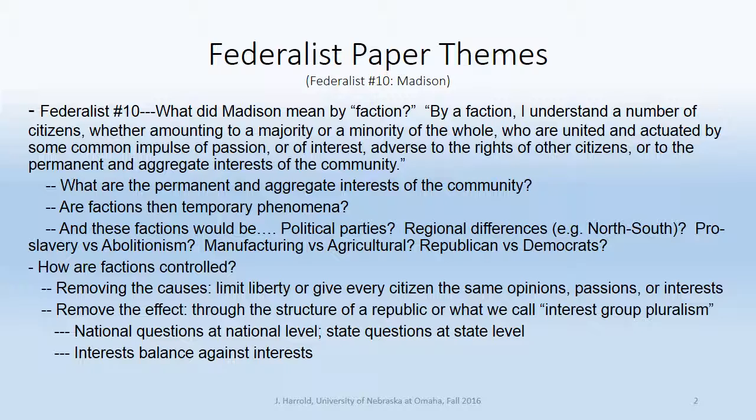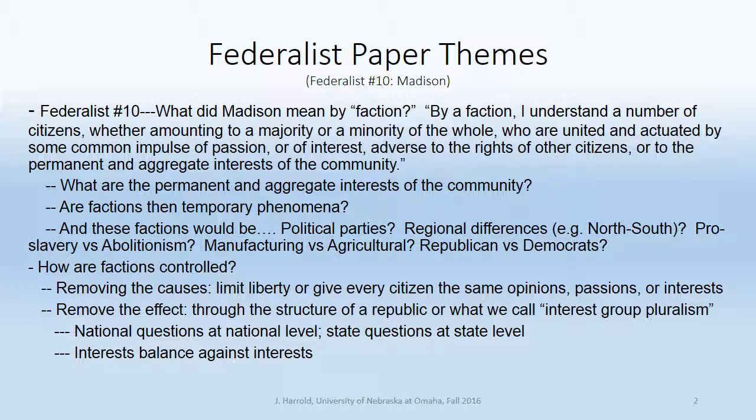The other way is to remove the effect. And what he means by this is through the structure of a republic, the government structure, or by what we call interest group pluralism, which is an interesting term. And you might encounter this more when you talk about policy. Interest group pluralism, the idea that there are, in fact, interests, but they counterbalance each other. That's the theoretical view.